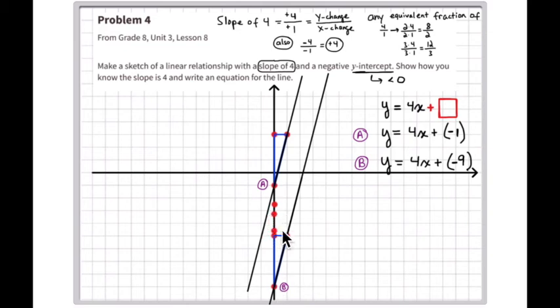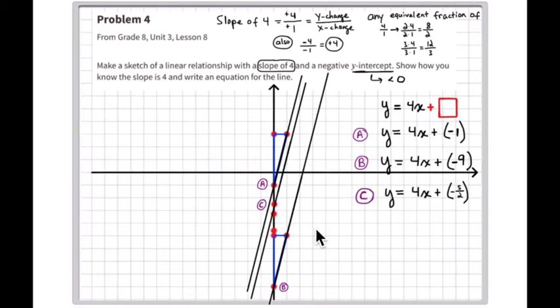So I'm going to use the rest of these points and show you. It can be any number that's less than 0. It can be either an integer, -1, -2, -3, or a fraction or decimal value. It does not have to always be an integer value. So y equals 4x plus -5 halves. So that's this point right here for C. So 1 is 2 halves, 2 is 4 halves, and then another half is a -5 halves.